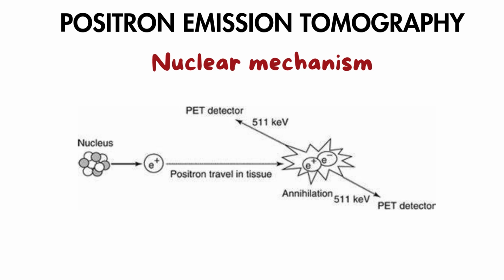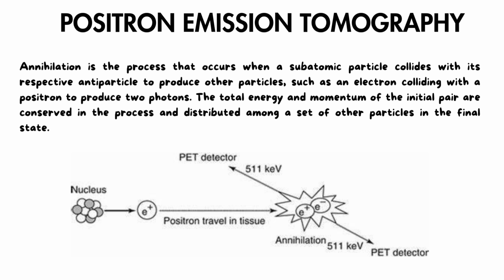So now the positron is going to get emitted from the nucleus and it is going to interact with the electron that is placed nearby or around the cell. This particular collision between an electron and a positron is going to result in annihilation. Annihilation is a process in which a positron collides with an electron. When a positron collides with electrons, it emits two photons with equal energy in opposite directions.